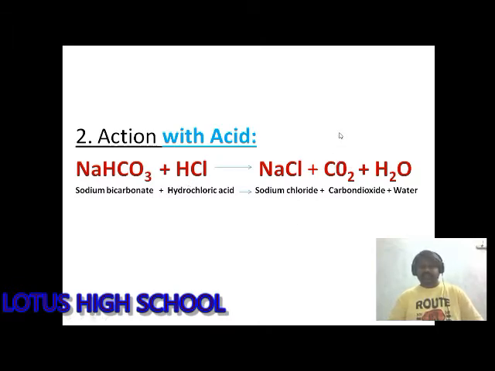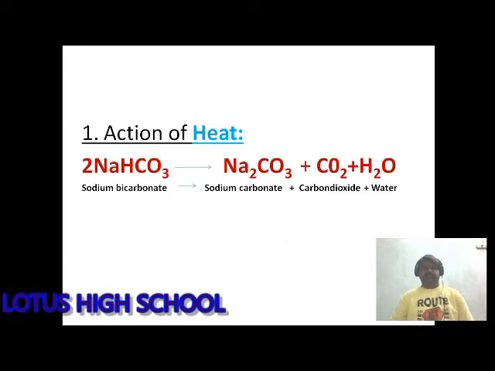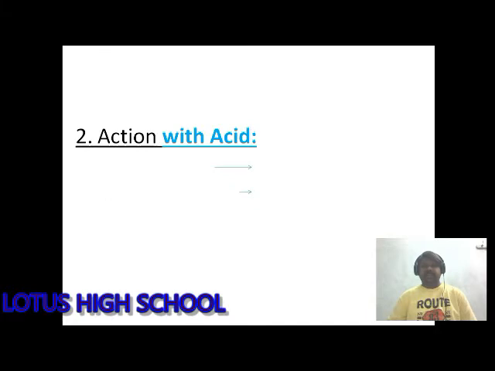From that test tube, a colorless gas, carbon dioxide gas, is evolved. Which gas is evolved? Carbon dioxide gas is evolved. After total evolving of carbon dioxide gas, NaCl and water are present in the test tube. NaCl is present in the crystalline state along with the water. By using a filter, we can separate that NaCl from the water. So this is the second chemical property. So only two are there. First one, action on heat, and the second one is action with acid.